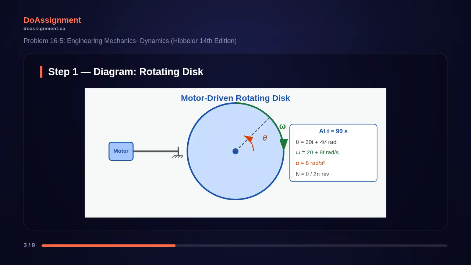Here is the motor-driven disk. The angular position theta equals 20t plus 4t squared radians. We need to find the angular position in revolutions, angular velocity omega, and angular acceleration alpha, all evaluated at t equals 90 seconds.